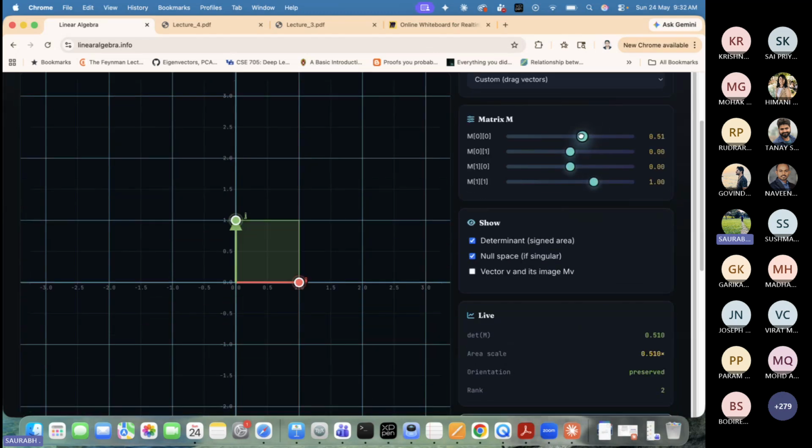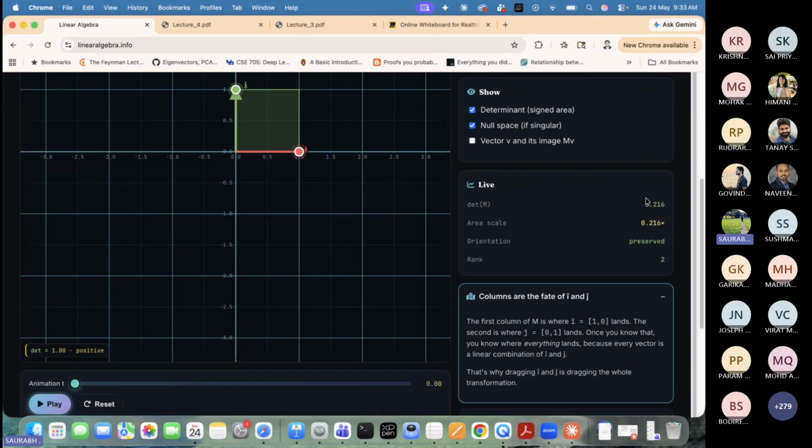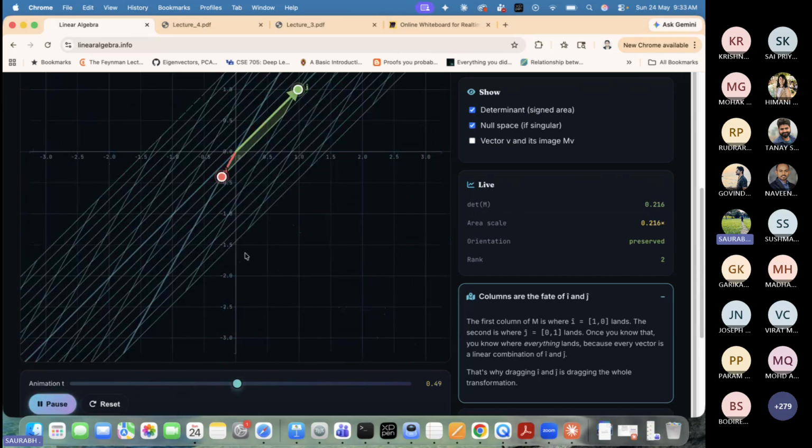Now if I change these elements a little bit, let's say the first element is minus 1.62, the second element in that row is 2.11. In the second row, minus 0.87 and the second value is 1. So this is that matrix. Now what sort of transformation does this matrix do? This is the type of transformation it is doing.